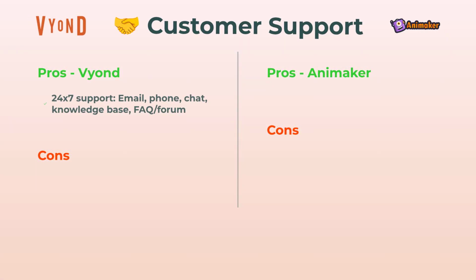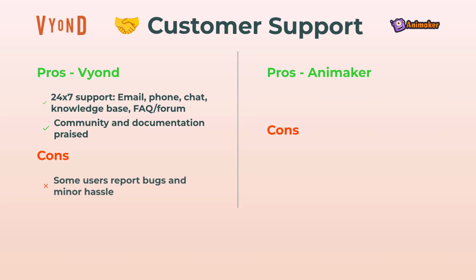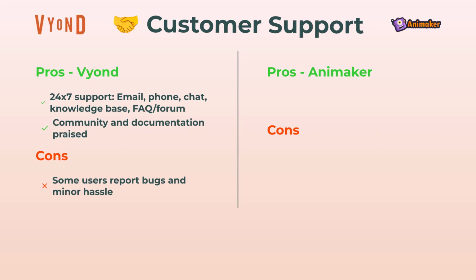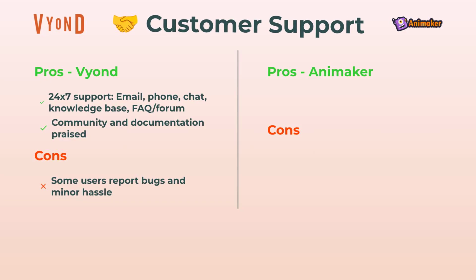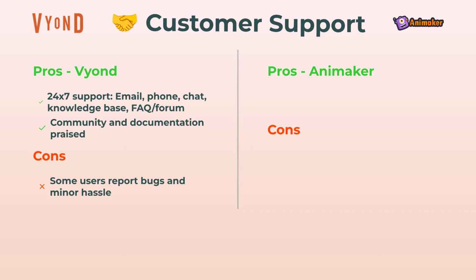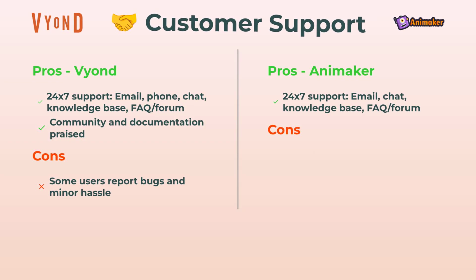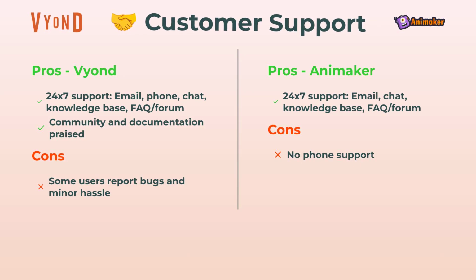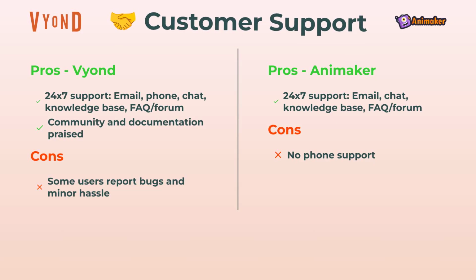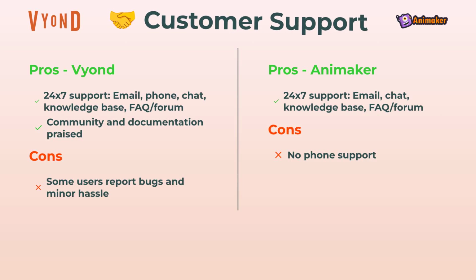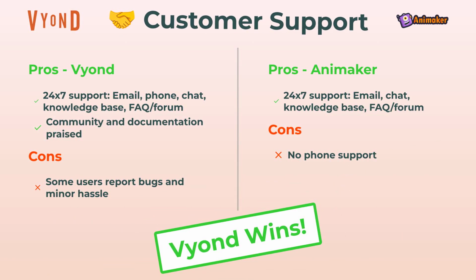And finally, customer support. Vyond is actually kind of awesome here. They're available 24/7, whether you want to chat, email, phone, or just scroll through community forums or documentation. Tons of users rave about their community resources, though there are minor bug reports and a little hassle here and there. Animaker also offers round-the-clock help, but it's mostly email or chat. No phone support, which, all right, may not be a deal breaker for some. Support knowledge base exists, but it's just not quite as extensive as Vyond's. For reliability and depth, Vyond wins on the support front.